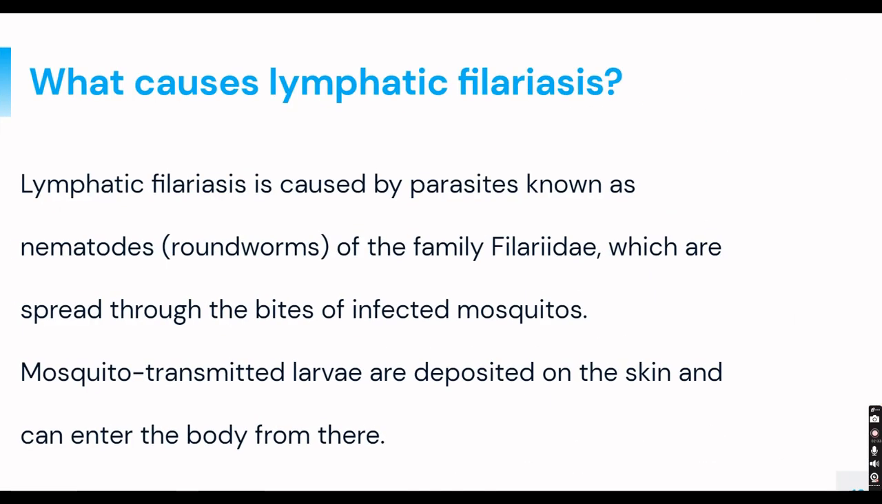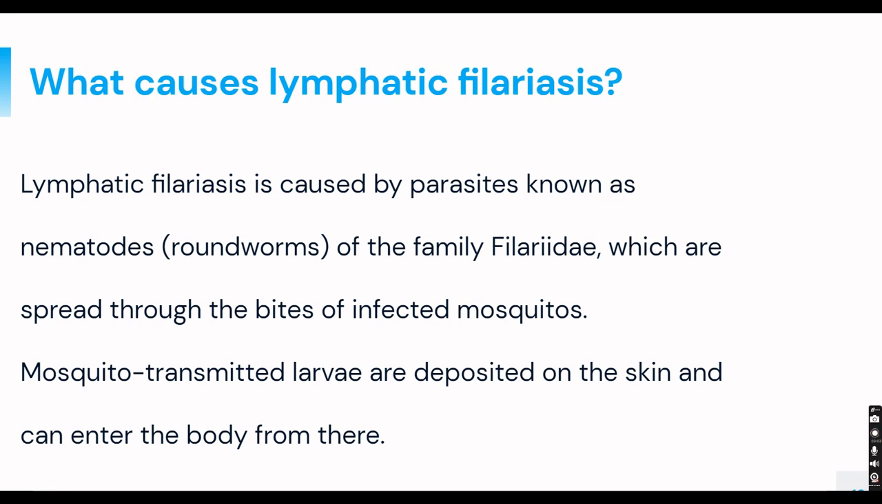What causes lymphatic filariasis? This is caused by parasites known as nematodes or roundworms, which belong to the family of Filariidae. These are spread through the bites of infected mosquitoes. Mosquito-transmitted larvae are deposited on the skin and can enter the body from there. The larvae subsequently travel to the lymphatic vessels, where they mature into adult worms, thus completing the transmission cycle.